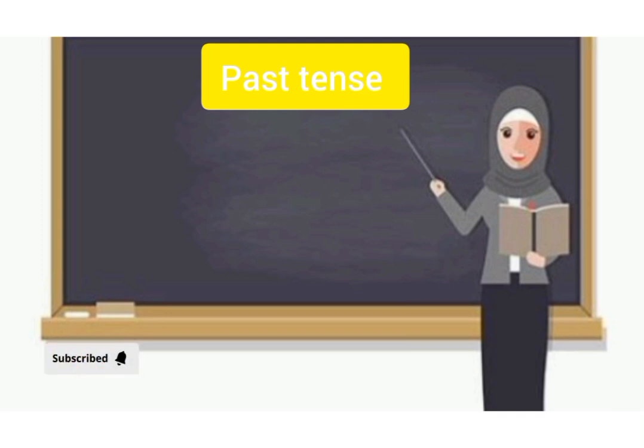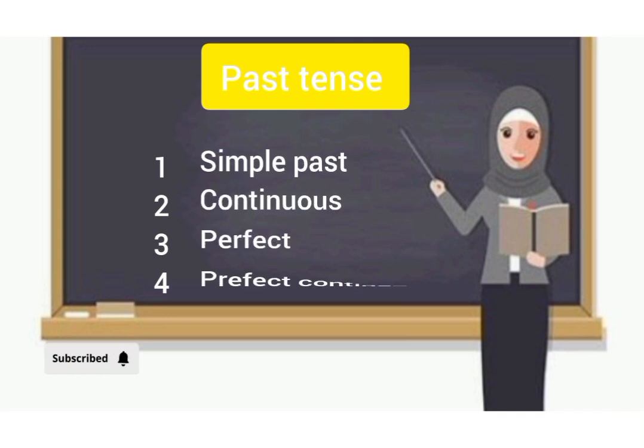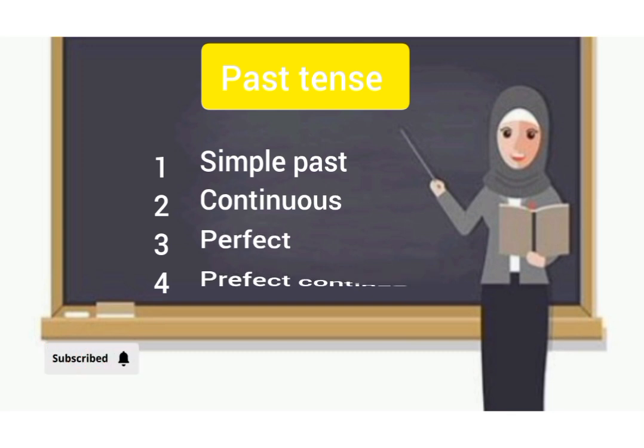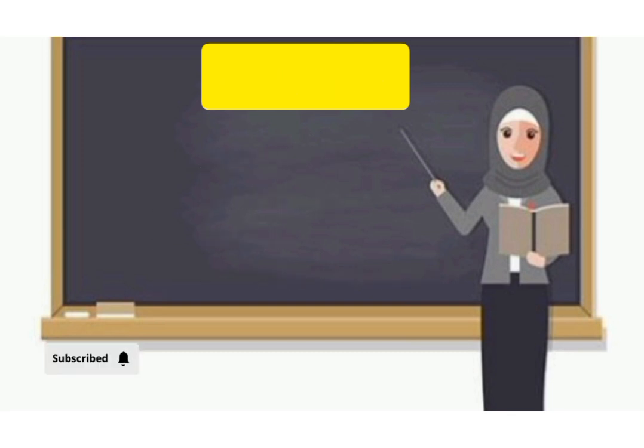The past tense has four forms: simple past, past continuous, past perfect, and past perfect continuous. Each one is used in different situations. Let's go over each form, along with its structure.